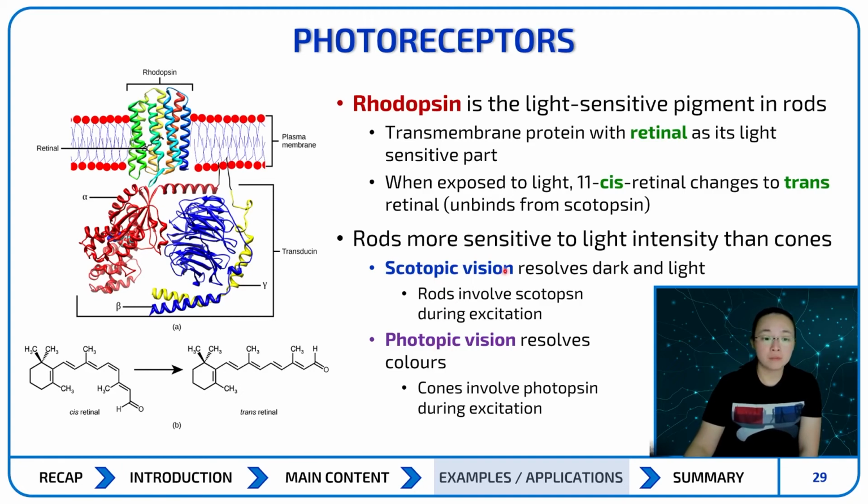There's scotopic vision, which helps resolve dark and light. Rods involve scotopsin during excitation. You also have photopic vision that resolves colors. So your rods aren't going to resolve colors, but your cones are. And so your cones involve not rhodopsin, but rather photopsin during excitation.